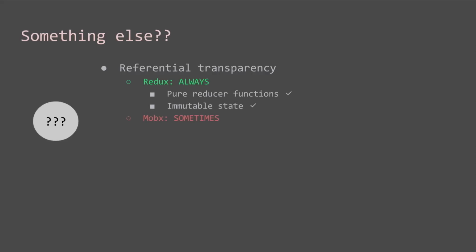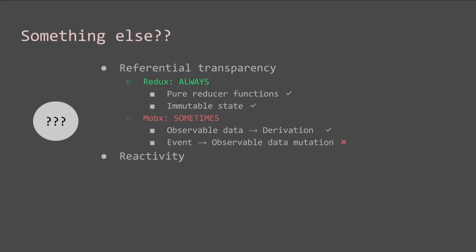Whereas MobX sometimes gives you that. When you're deriving data off your observable data, you use pure functions, which are your computed values, to derive that data. So in that sense, it is referentially transparent. But in the other way, when you're going from the event to the observable data mutation, it's not necessarily referentially transparent because it kind of acts like free slots. But the thing that MobX does give you is reactivity, whereas Redux doesn't necessarily give you that.